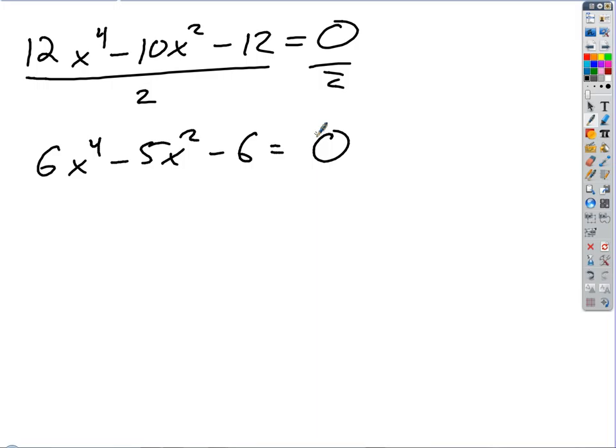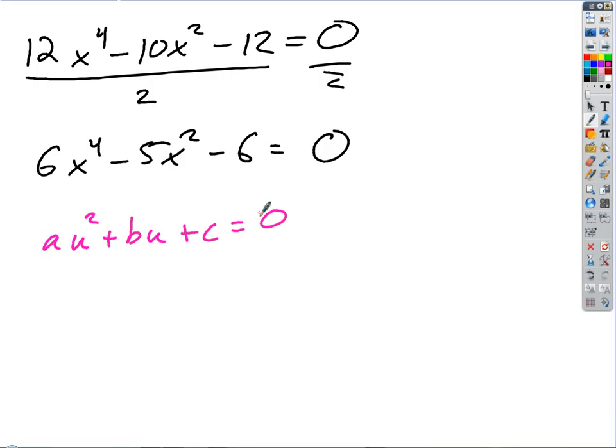So the only strategy we have for this is to see if this matches a quadratic pattern. Does this match the pattern from chapter 5? In chapter 5 we saw stuff like a times, I'm not going to call it an x, but a different variable. Let's call our variable u. So a times u squared plus b times u plus c equals 0, where u is our variable. That was our quadratic pattern, right? Do we see something like that here? Yes, we do. a is 6, b is -5, c is -6, and u would be x squared.